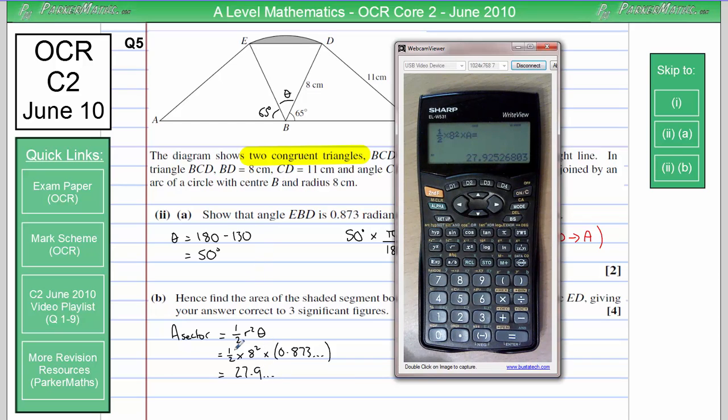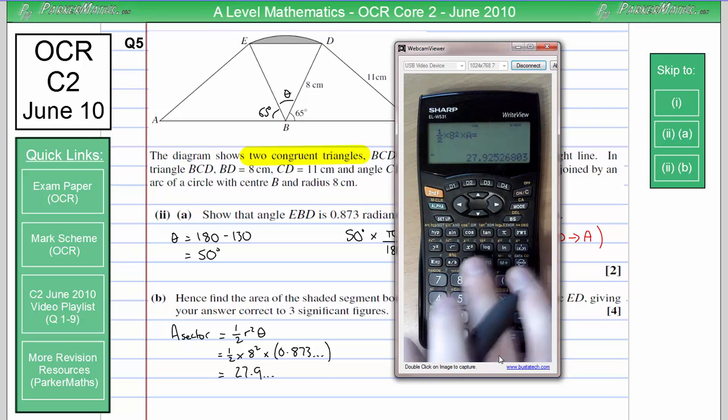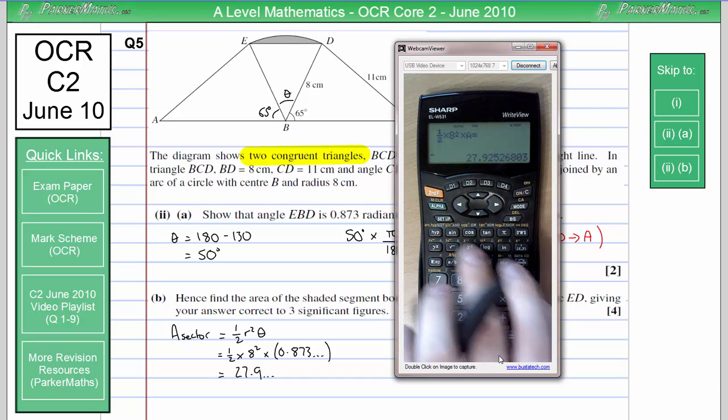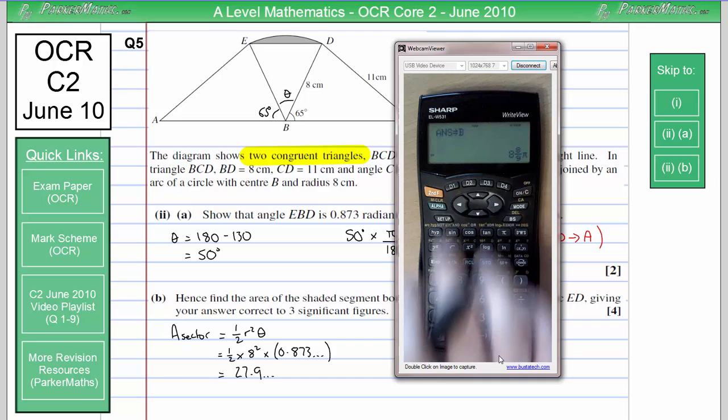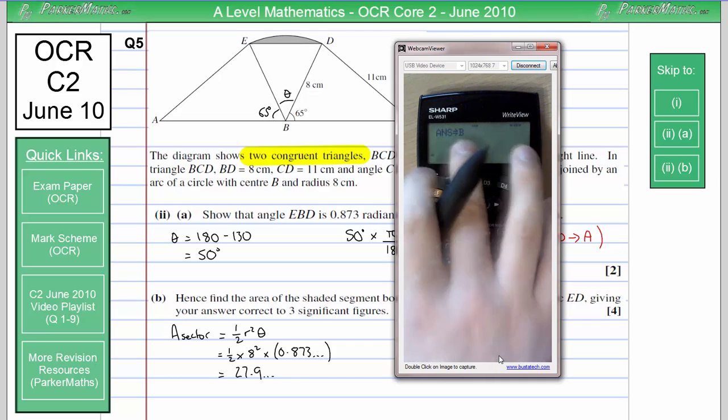Later on in the question, I'm going to use this answer again to find out the shaded area up here, so I'm going to store this answer using a different letter. So I press store, and I'm going to store this as B. And you can see here it says answer with an arrow to B.